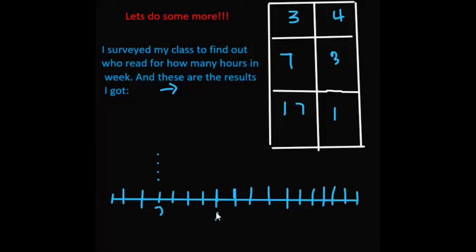Now we have 7 here. Let's see how many people read for 7 hours. 3 people. So 1, 2, 3. Now let's move on to the next one. So 17. 17 we know is right at the end here. So now we can write down 17. And let's see how many people read for 17 hours. 1 person. So we have our number line ready.